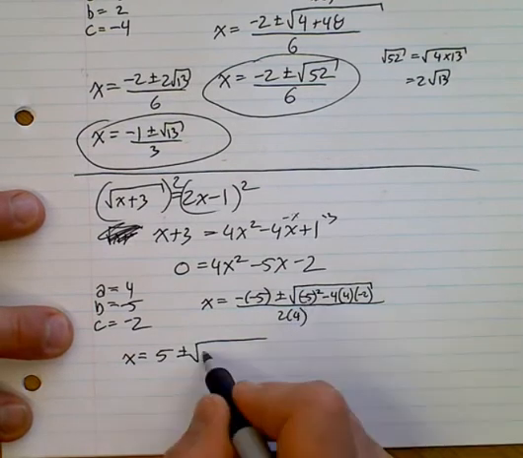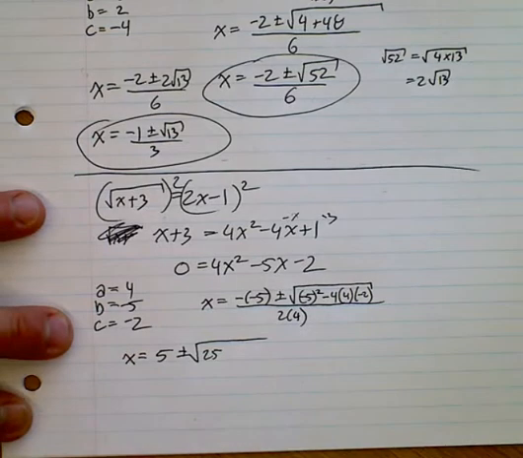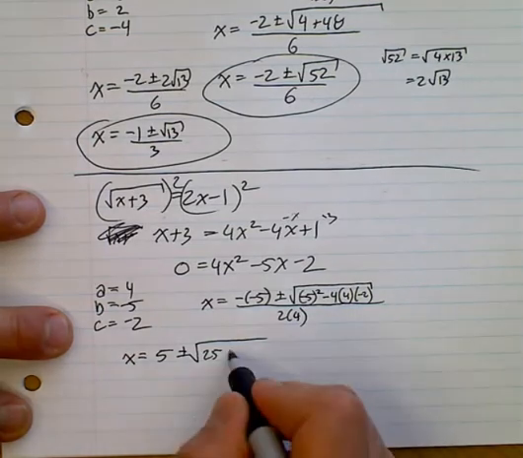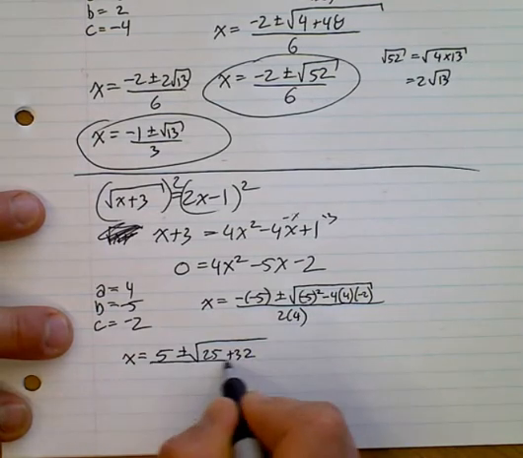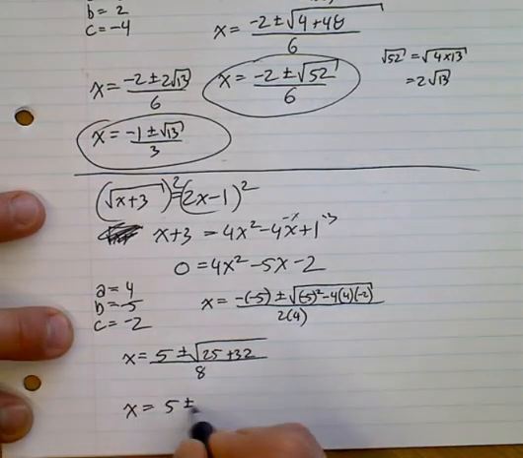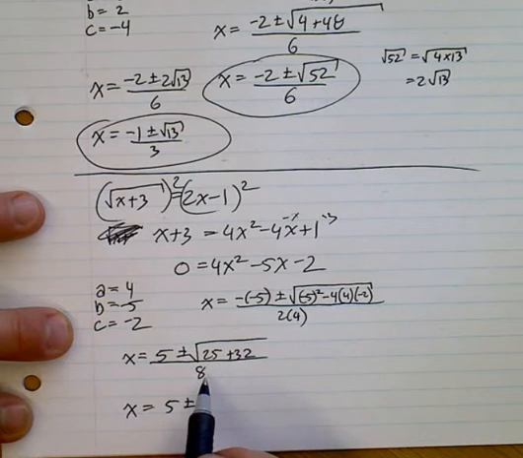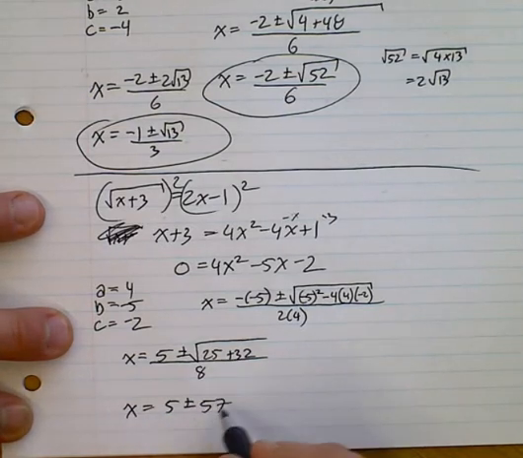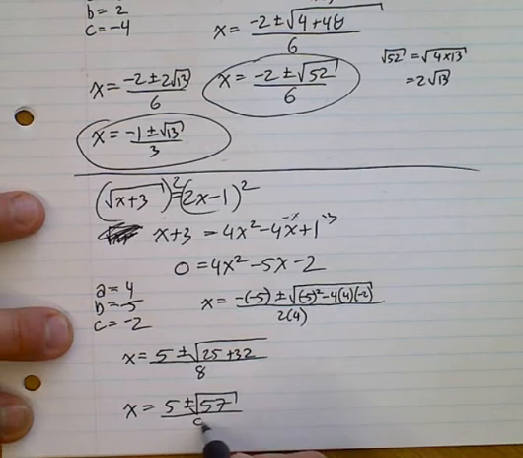Now, 5 plus or minus, let's finish this off. Negative 5 squared is 25. This becomes 25 plus 32, all over 8. Well, x is equal to 5 plus or minus the square root of 57, all over 8.